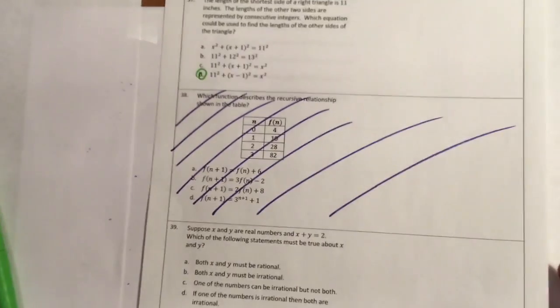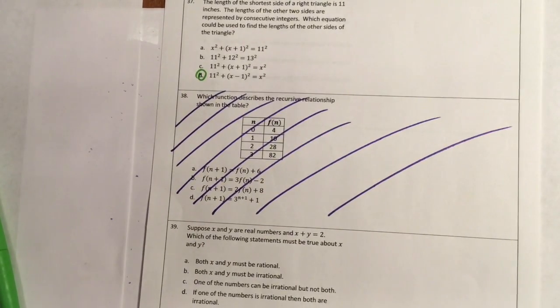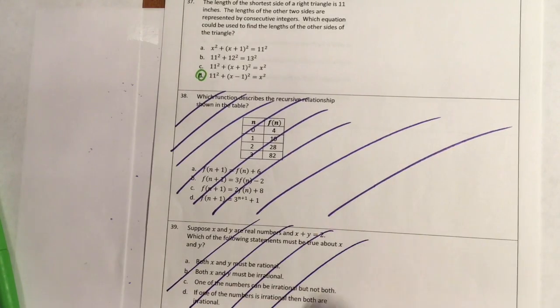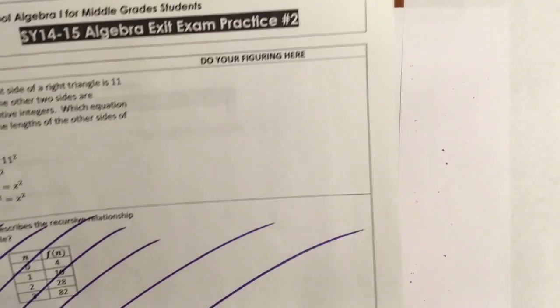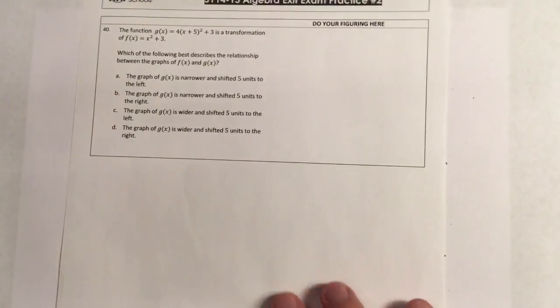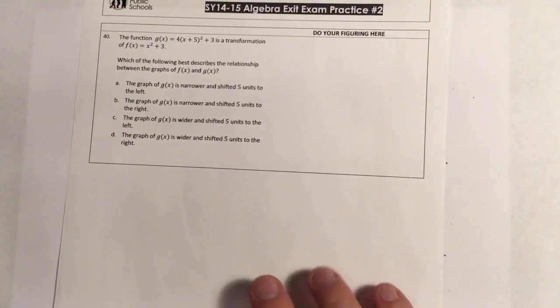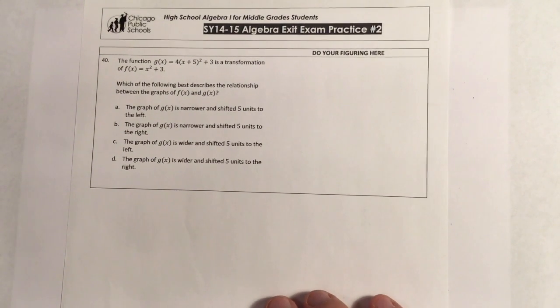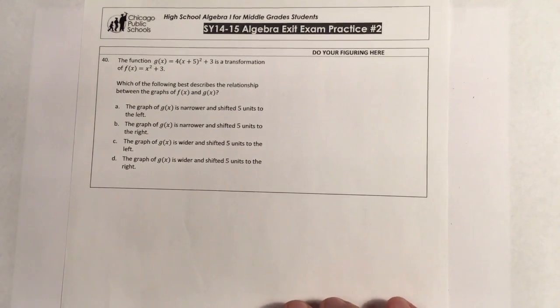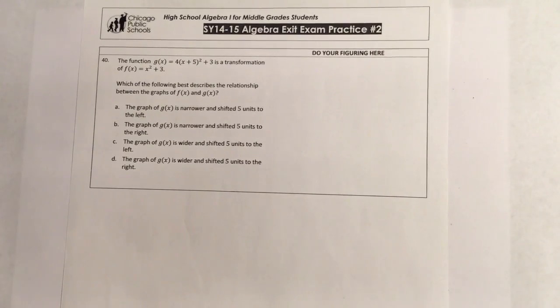Suppose x and y are real numbers. I don't think they cover this anymore actually either. If you're not sure, just think about some square roots, like the square root of 2, or whatever. Okay, these transformation ones. If you haven't done transforming functions, what's a good strategy? Oh, I can graph it. Yes, of course.